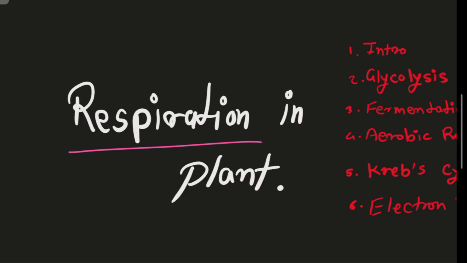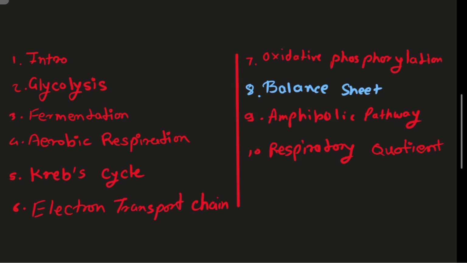Hello everyone. In this video, we are starting with respiration in plants. We have 10 subtopics starting with intro, then moving forward with glycolysis, fermentation, aerobic respiration, Krebs cycle, electron transport chain, oxidative phosphorylation, balance sheet, amphibolic pathway, and last is respiratory quotient.